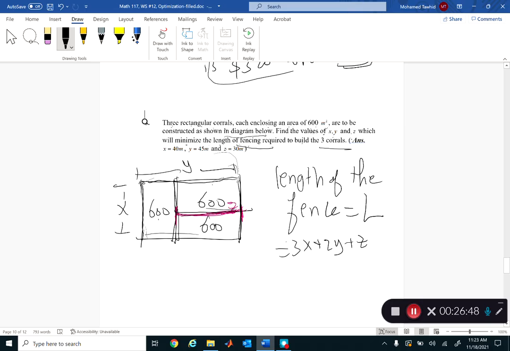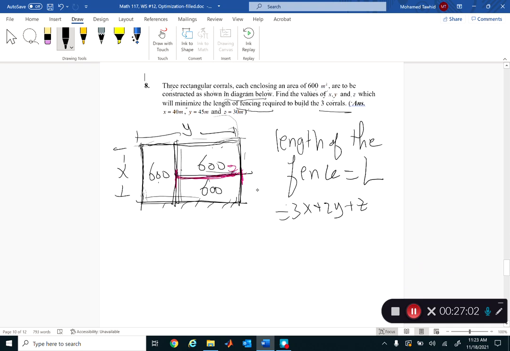So you have how many x? 1, 2, 3, 3x. How many y? y here and y there, so that is 2y. How many z? The red one, z here. All right, so that is your L. So I need to minimize this, to get the minimum of this.